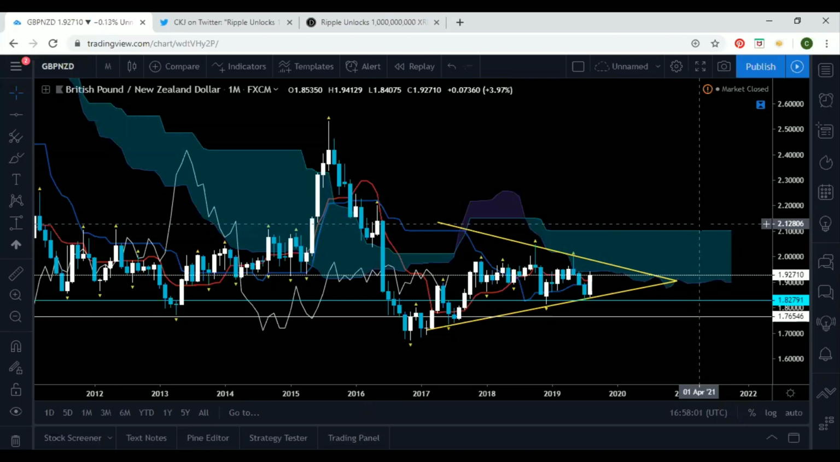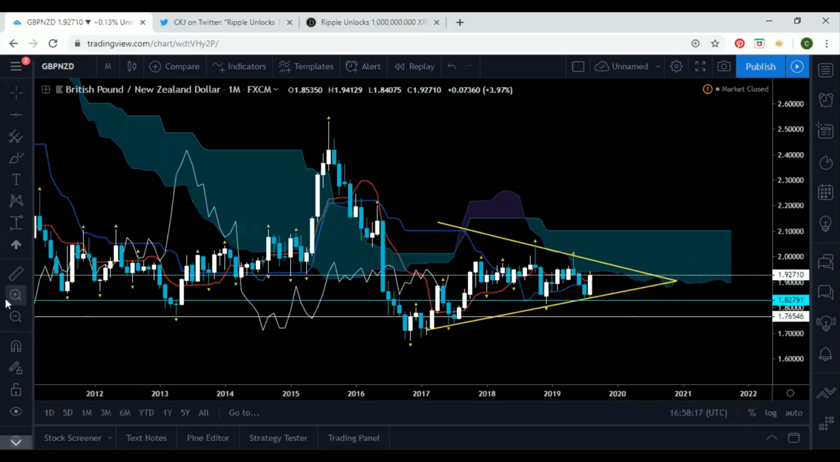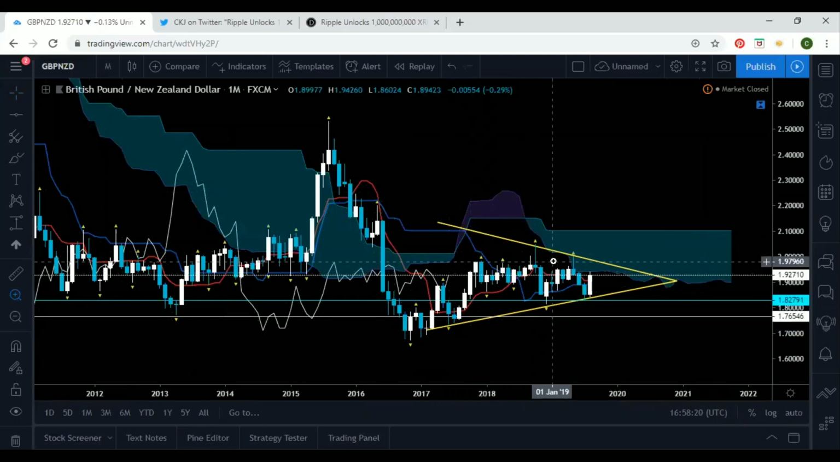So looking at it off the monthly time frame, because I always start off with the monthly time frame, and it is the first of the month. The market hasn't opened yet, so it will be interesting to see how the market opens for this pair with the Ichimoku system.